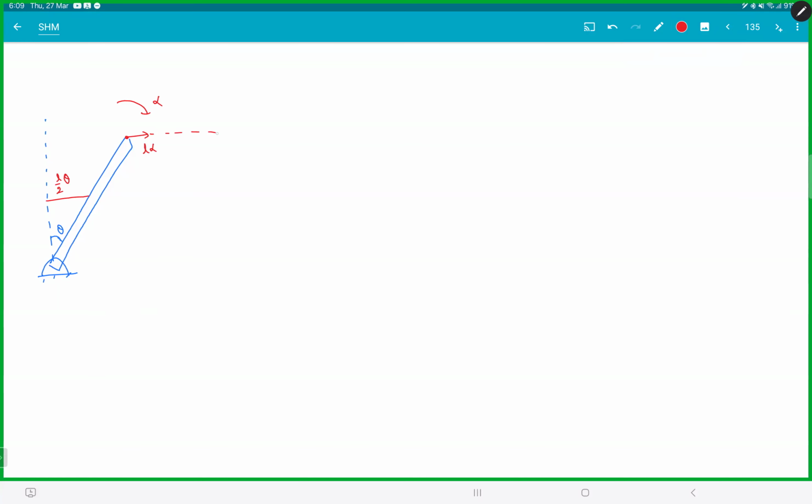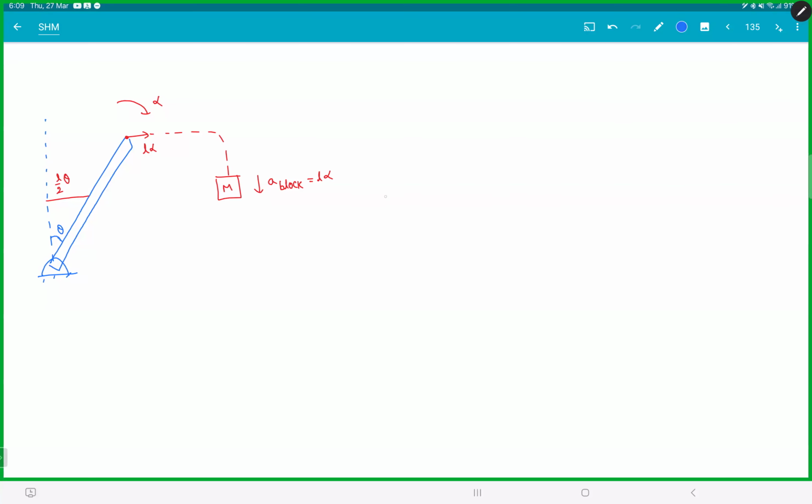And remember, this is connected to the block. That means the acceleration of the block is also L alpha. So every time this thing goes front and back, the block and the topmost point of the rod will accelerate and move together. Is that clear, everyone? Great. So we got that.